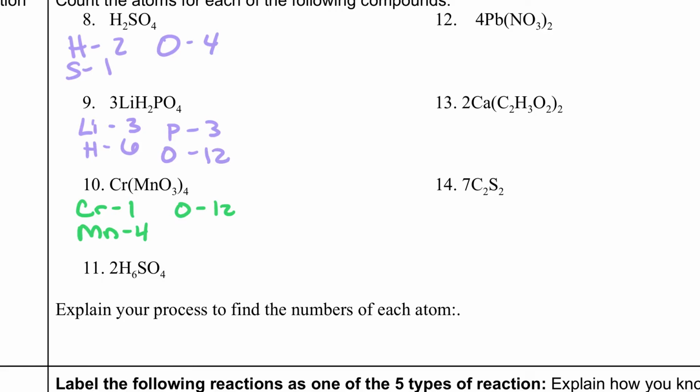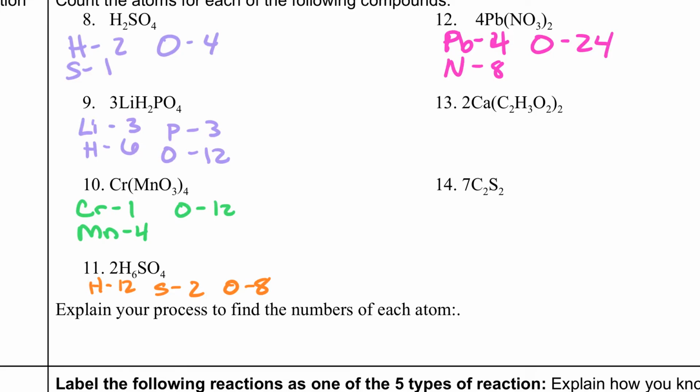In number 11, there are 12 hydrogens, 2 sulfurs, and 8 oxygens. In question 12, there are 4 leads, 8 nitrogens, and 2 times 3 is 6, times 4 is 24 oxygens.